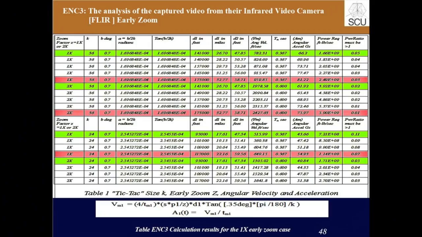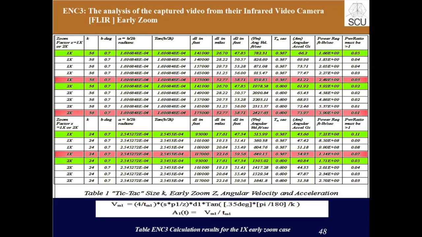And okay, here's this very dense table, and here are the parameterized equations. It's really just the same equations, but with these different variables in there to take that into account. Basically, we don't have a lot of resources. I just use spreadsheets; I didn't write programs or anything like that. What you get out of this for the early zoom case: for the 1x and 2x, you get about 66 and 81 g's of acceleration.